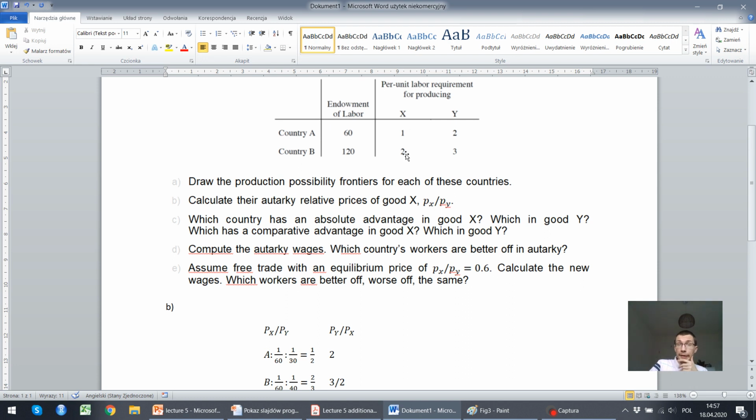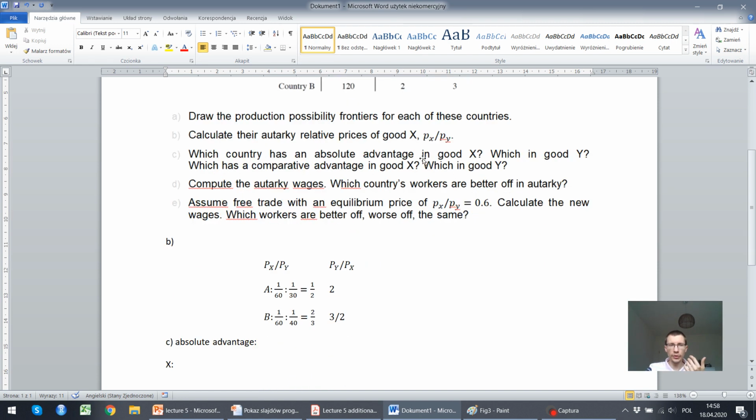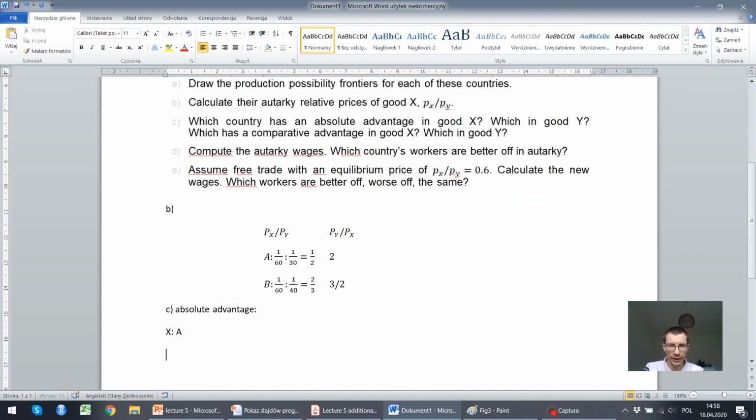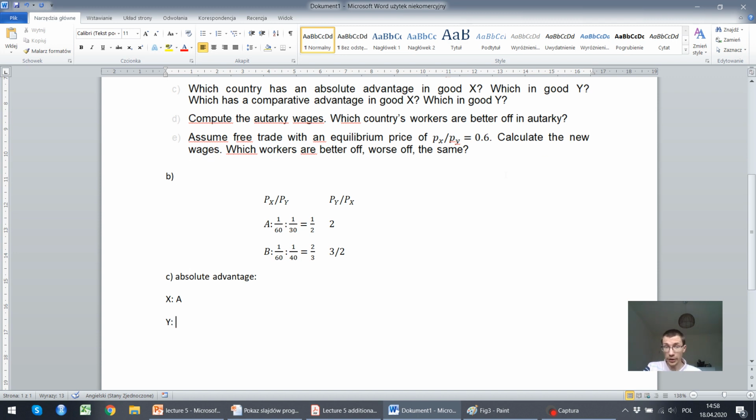When it comes to good X, we simply compare the technologies that are available in both countries. So in country A, to produce 1 unit of good X, you need 1 unit of labor, while in country B, you need 2 units of labor. So absolute advantage is on the side of country A. It's cheaper to produce 1 unit of good X in country A. Therefore, the absolute advantage in good X is country A. What about good Y? Well, the same story. It's absolutely less expensive to produce 1 unit of good Y in country A than it is in country B. We simply compare those two numbers. So absolute advantage in terms of good Y is also in country A.